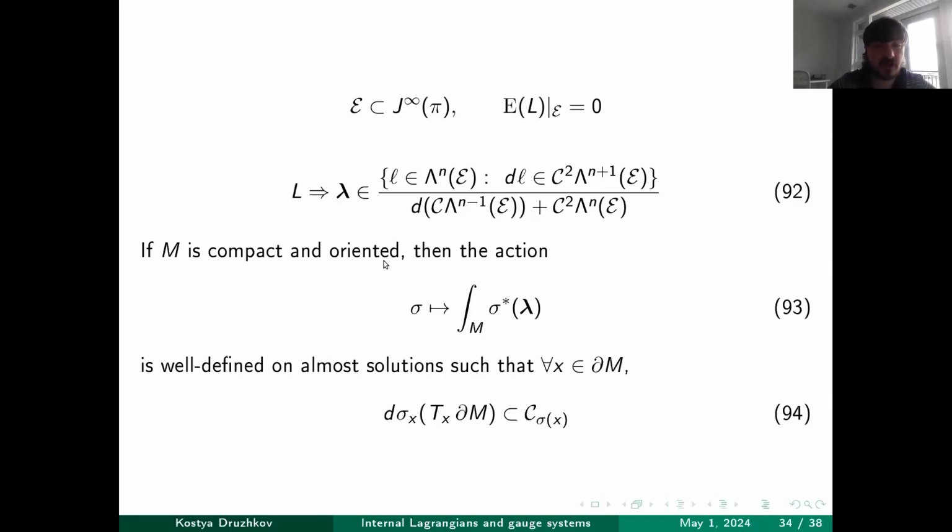Then if M is compact and oriented, the action 93 is well defined on all almost solutions such that for each point of the boundary, the inclusion 94 holds. So at each point of the boundary, the corresponding tangent plane to the boundary should correspond to something that belongs to the Cartan plane. The differential of our almost solution sigma should send the plane tangent to the boundary to a subspace of the corresponding Cartan plane. The action is well defined in this case.